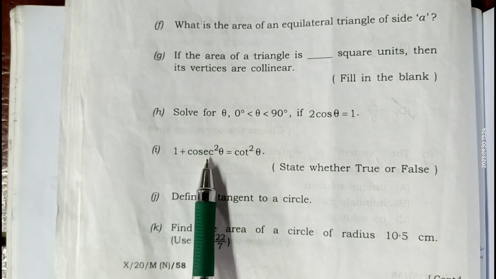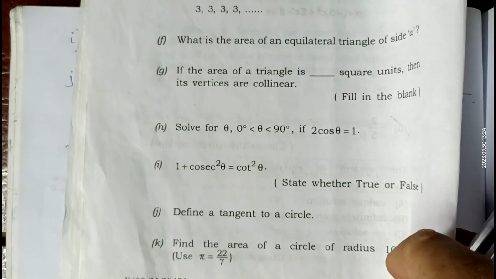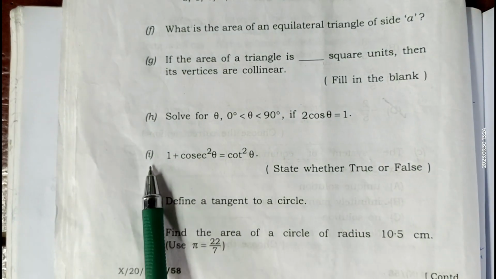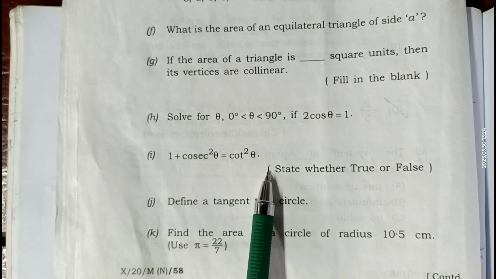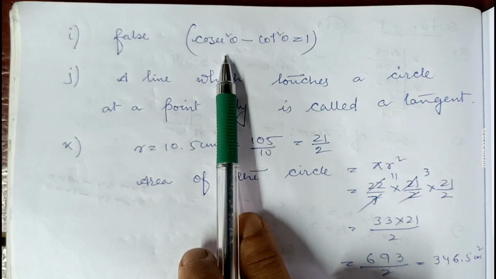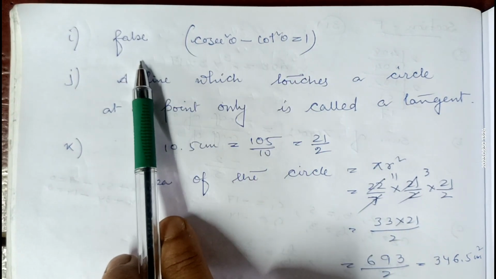In question I, it is given 1 plus cosec square theta equal to cot square theta, and we have to check whether it is a correct statement. We know cosec square theta minus cot square theta equal to 1. Therefore, the given statement is false.